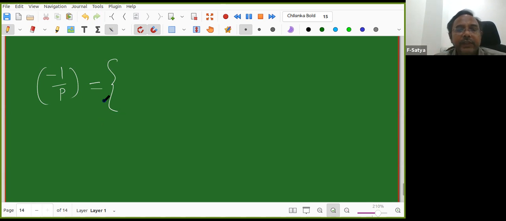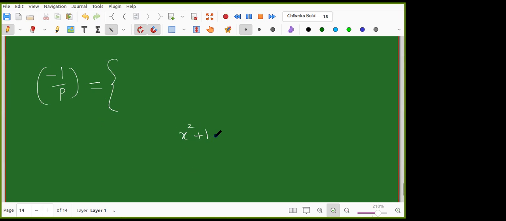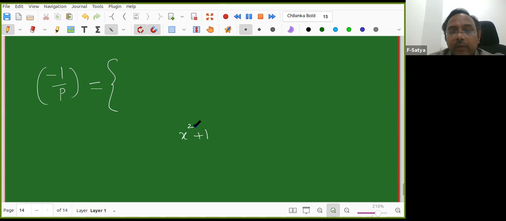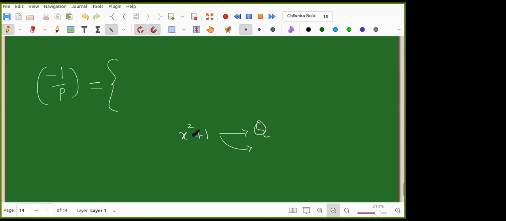I'll explain this to you. With this, we will appreciate what we are doing. Concentrate, you will enjoy it like anything. Why are we doing quadratic residues? You know x square plus 1. Does it have a root in real numbers? Does it have a solution in rational numbers? Is there a rational number that satisfies this?